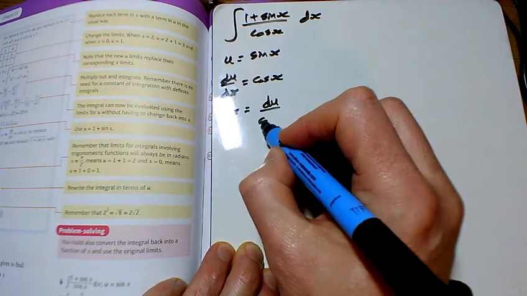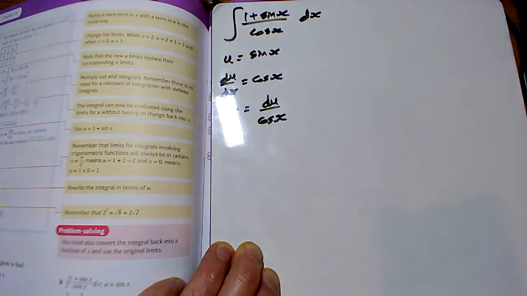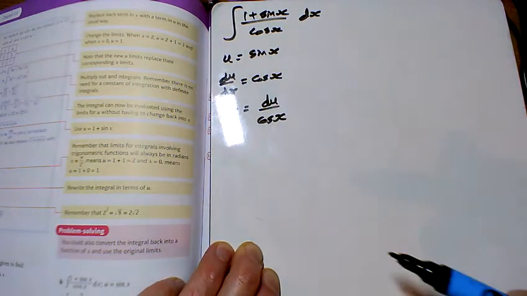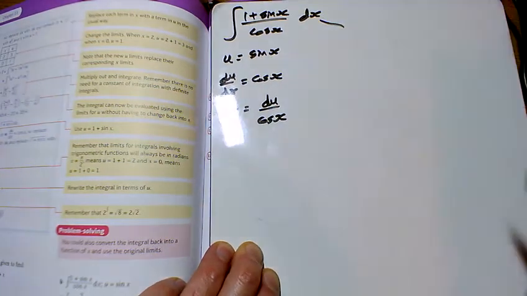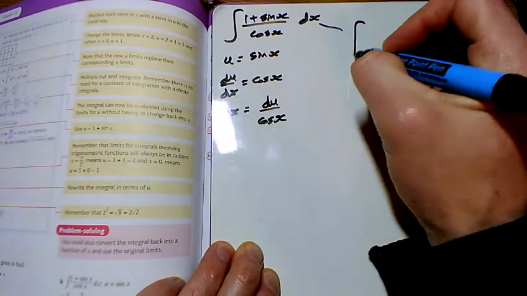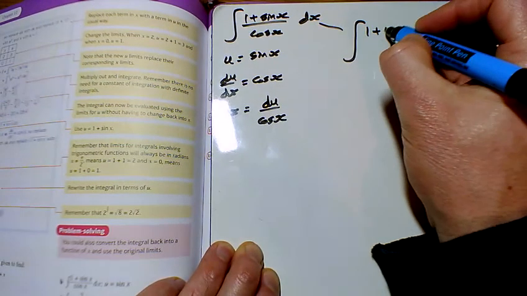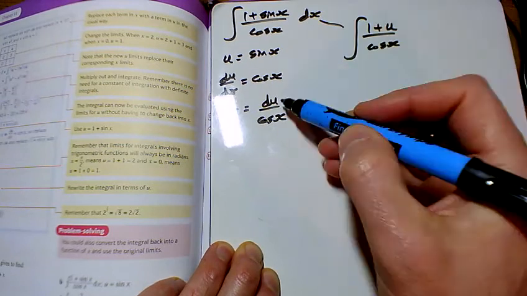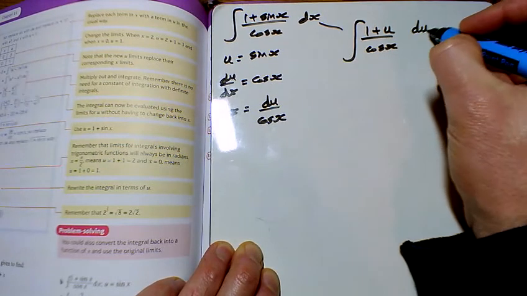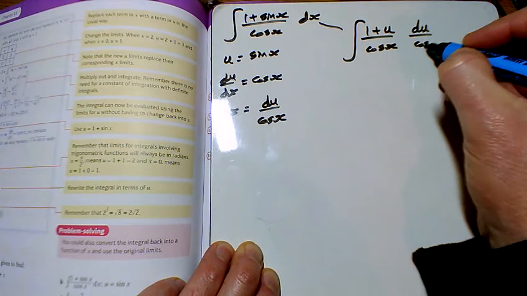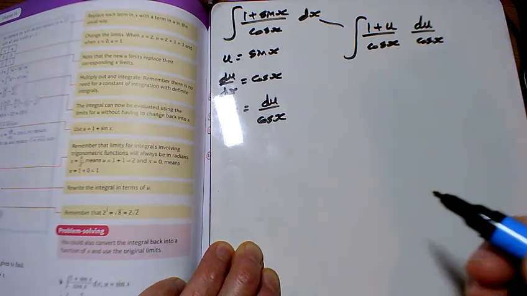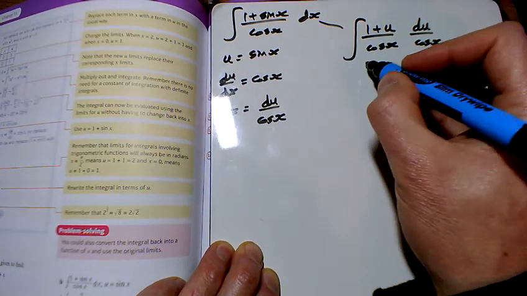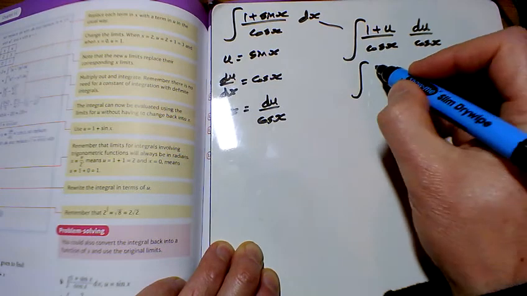du over cos x. Any purists there arguing about that? Well, it works, so get over it. So in this integral, we're going to have (1 plus u) over cos x, and instead of writing dx, I've got du over cos x. And they're not cancelling, and that's why I think this exercise is quite a tough one.